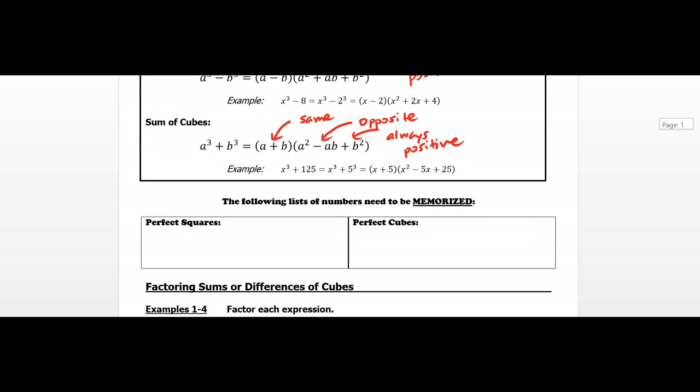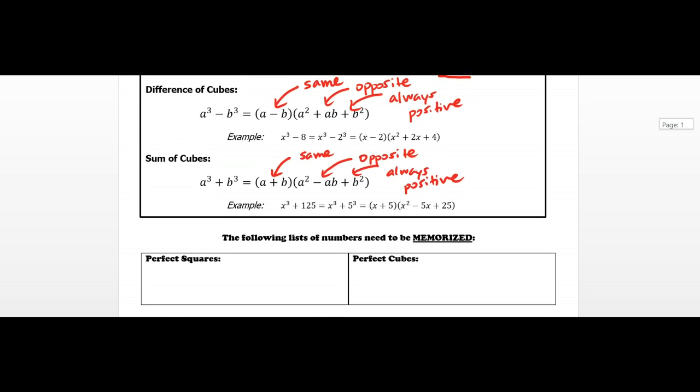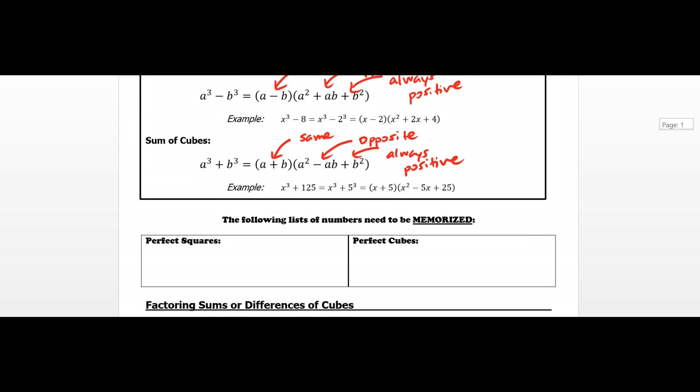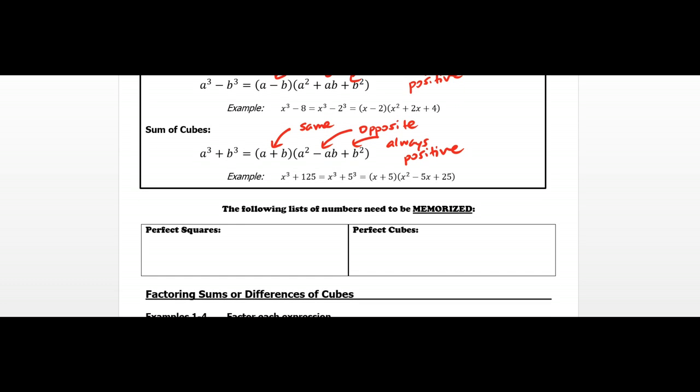Before we practice factoring some sums and differences of cubes, I do want to make a list of two different types of numbers. That first list, we're going to list our perfect squares, the first 20 perfect squares. These are numbers that, if you took the square root of them, you'd get a whole number. This list needs to be memorized. And so we did a few of these last year, if you remember.